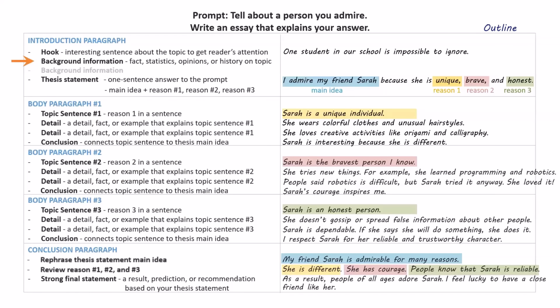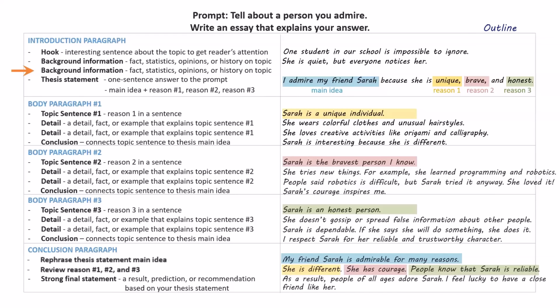For the first background sentence, I'll continue from my hook, plus add a detail about Sarah's personality. She's quiet, but everyone notices her. This helps the reader imagine the person I'm writing about. For the next background sentence, it's very important for the reader to know who this person is and how this person is connected to me. Her name is Sarah, and she's my best friend.